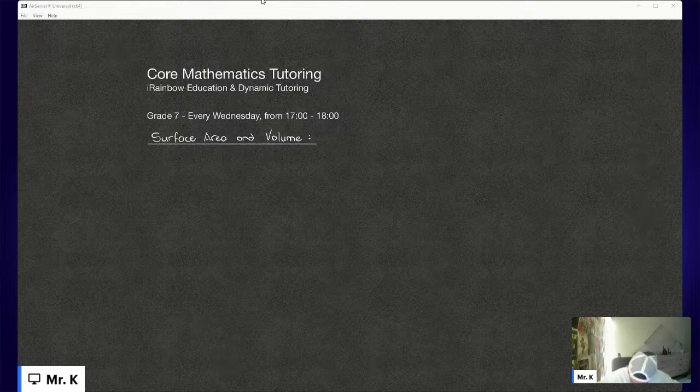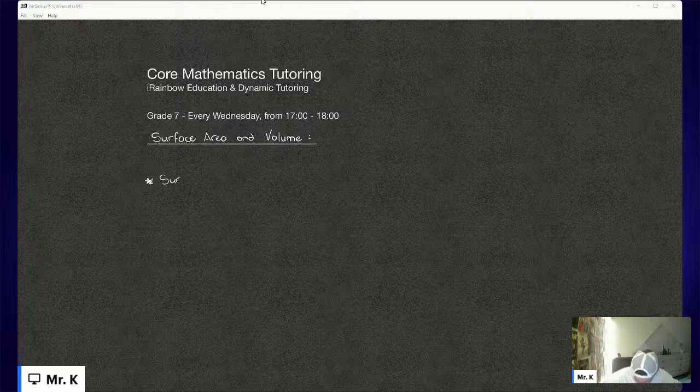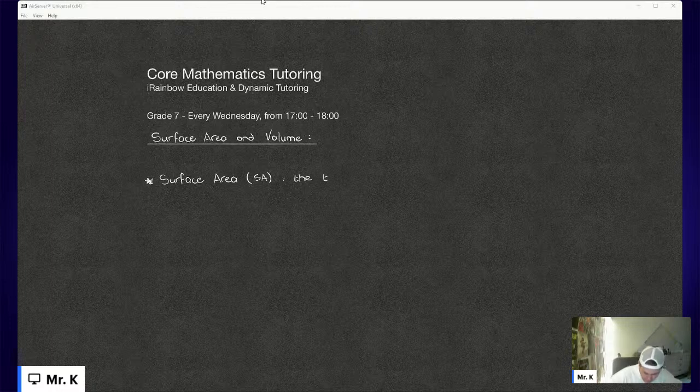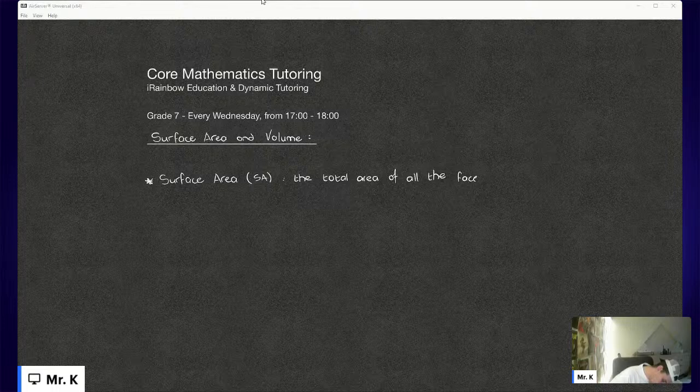Let's dive into the first of the two measurement values. Surface area, which has a symbol of SA, is equal to the total area of all the faces of a 3D shape.